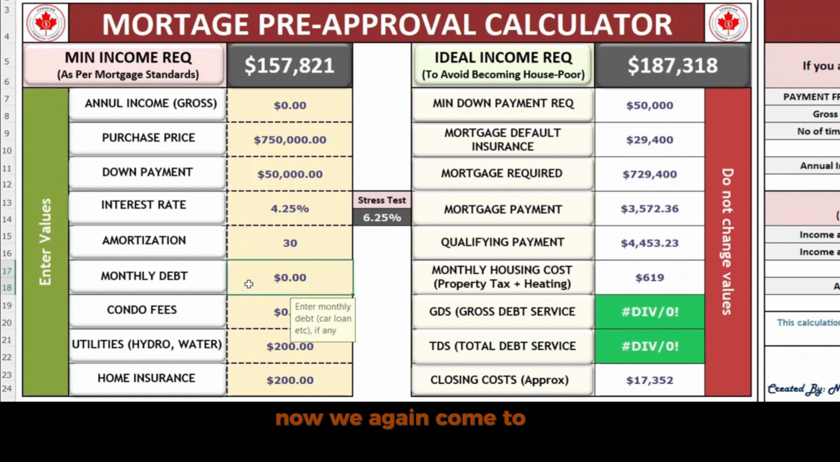Now we again come to the left hand side. It is the monthly debt. So here you have to put what your monthly debts are.